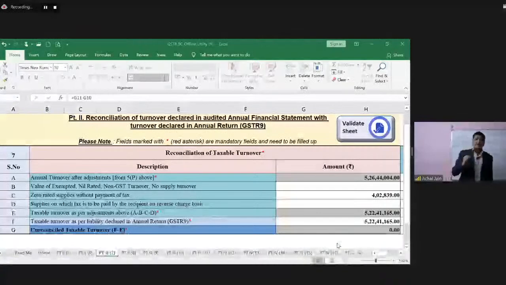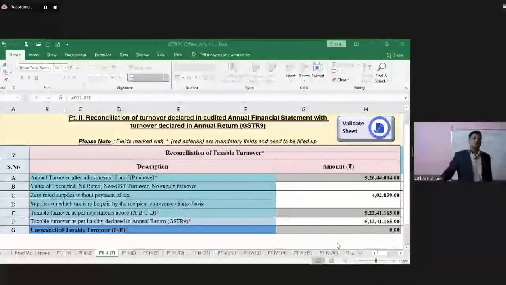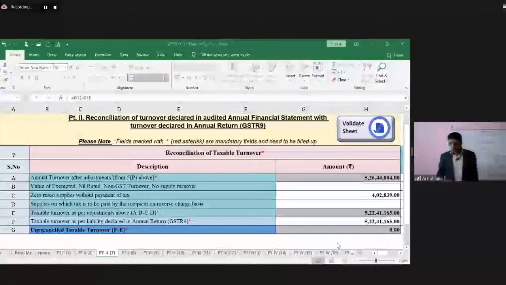Now, if you look at this example or this line item, zero rated supplies without payment of tax means those sales on which GST is applicable, but the rate of GST is 0%. Now, out of the total turnover, how will the GST auditor verify this? This will require knowledge on the part of the GST auditor, because he should have knowledge of the products or services which are covered under 0%.